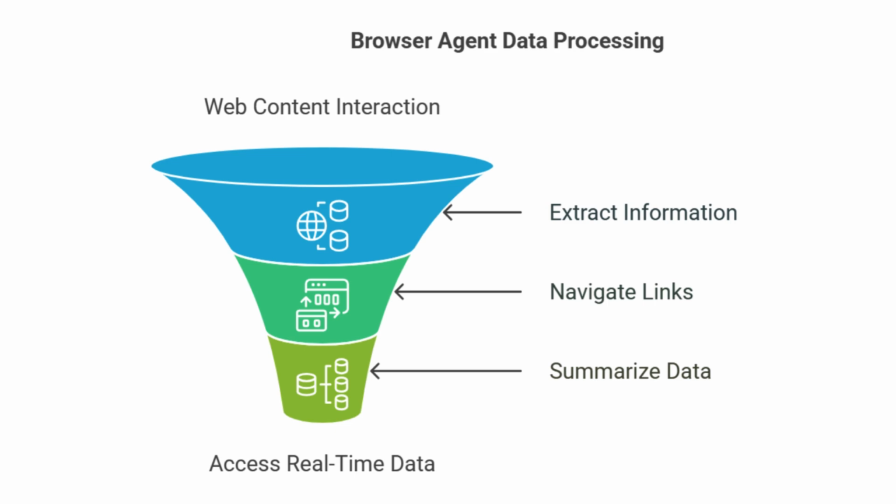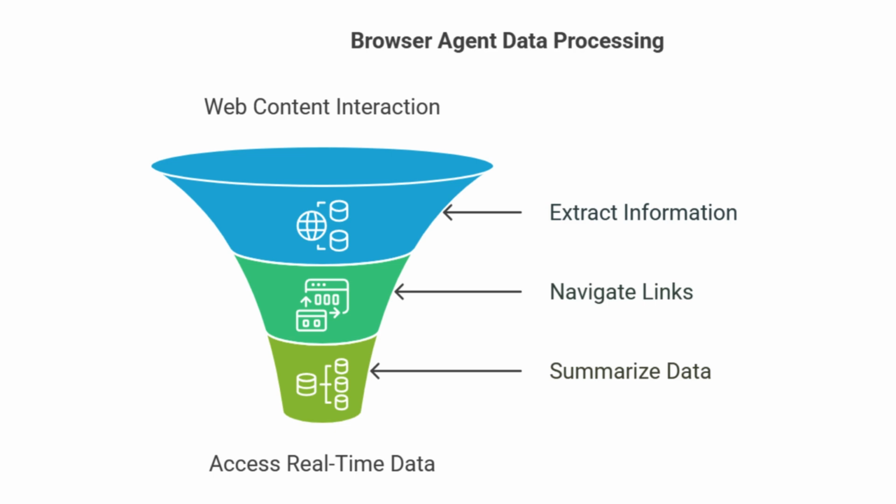Some examples of browser agents in action include real-time news aggregation, such as finding the latest AI developments from multiple sources, or product price comparison by scraping e-commerce websites to identify the best deals.